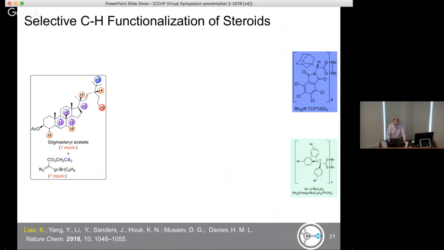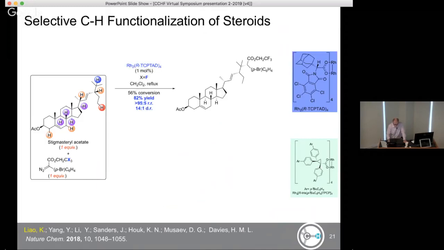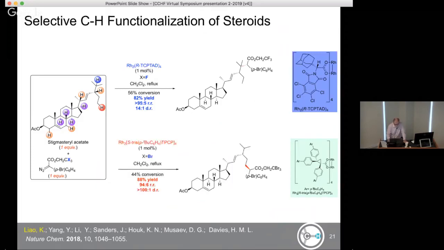But it turns out the tertiary selective catalyst will only go for the blue CH bond, which is the sterically most accessible, and it'll go quite effectively for that position. And then the catalyst on the bottom is the primary selective catalyst, which again, there are many primary CH bonds in this structure, but it'll only go for the red CH bond, the most sterically accessible.